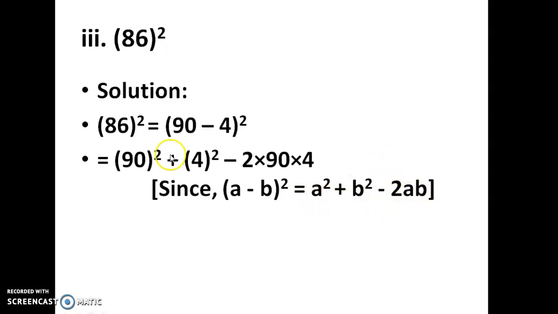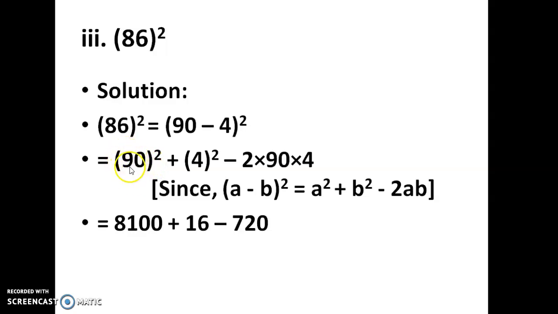Okay, so substitute the values. So a is 90. So 90 square plus b is 4. So 4 square minus 2ab, 2 into 90 into 4. So you will get, so 90 square. 90 square, how to write?